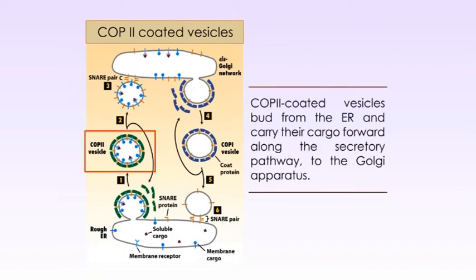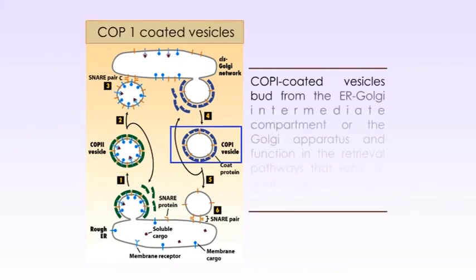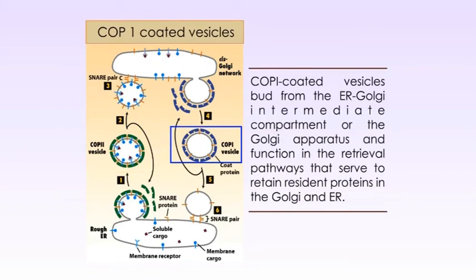COP2 coated vesicles bud from the endoplasmic reticulum and carry their cargo forward along the secretory pathway to the Golgi apparatus. In contrast, COP1 coated vesicles bud from the endoplasmic reticulum Golgi intermediate compartment or the Golgi apparatus and function in the retrieval pathways that serve to retain resident proteins in the Golgi and endoplasmic reticulum.